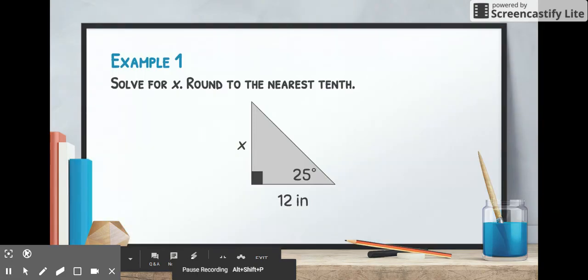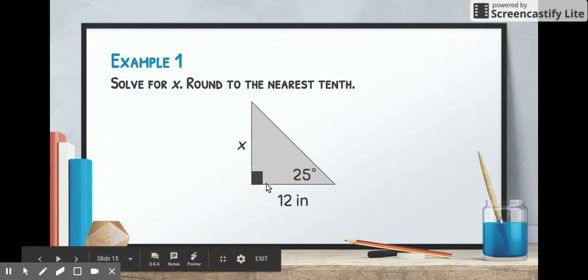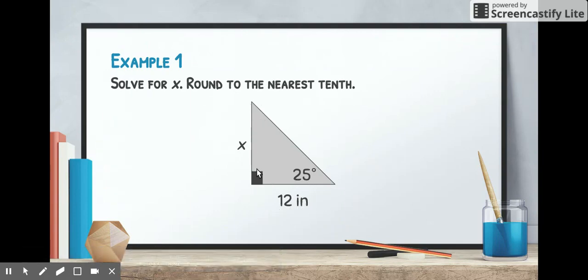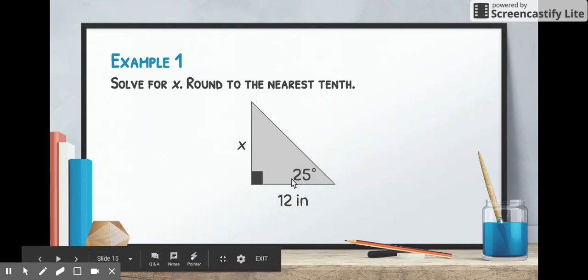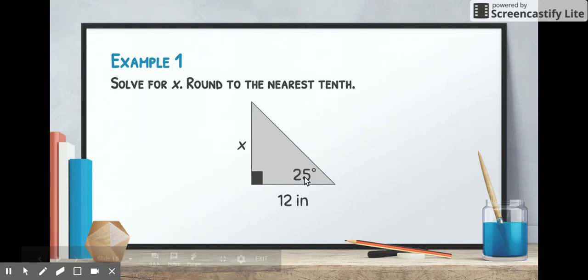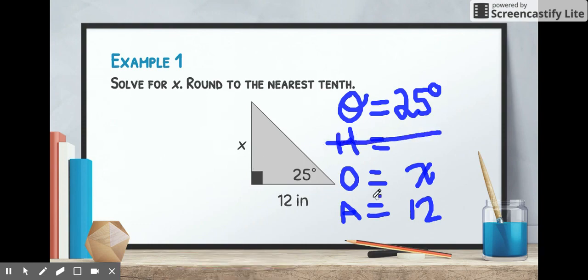So let's practice. In this example, we have a right triangle, we know an angle measure, we know a side length, and we're trying to find a side length. So what I would initially do is write out all the information that I know. I know that theta is equal to 25 degrees. That's going to be my reference angle. And then I want to figure out if I know anything about the hypotenuse, the side opposite my reference angle, and the adjacent. I don't know anything about the hypotenuse, so I'm just going to scratch that out. We know the opposite is going to be x, so that's what we're solving for. And then we have the adjacent side is 12, technically inches.